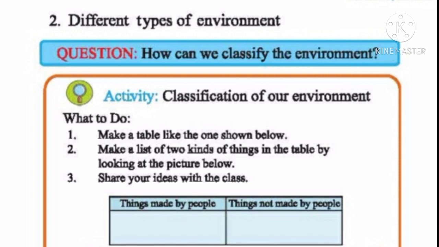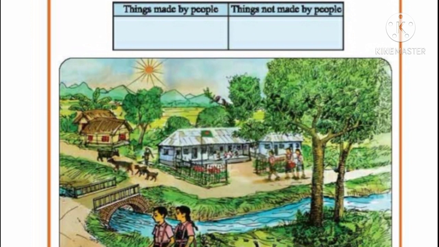Now dear students, you can see here a table, and you can see 2 columns in this table. In the first column, things made by people, and in the second column, things not made by people. It means you need to write the names of the things which are made by people in the first column, and in the second column you will write the names of the things which are not made by people. Now we will complete the table from page number 3.